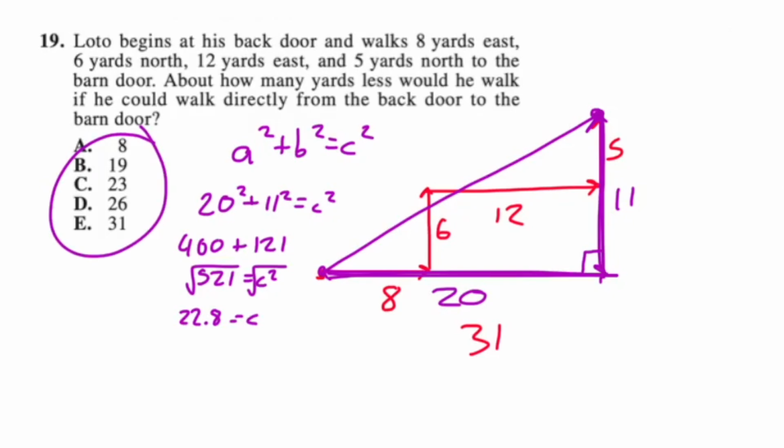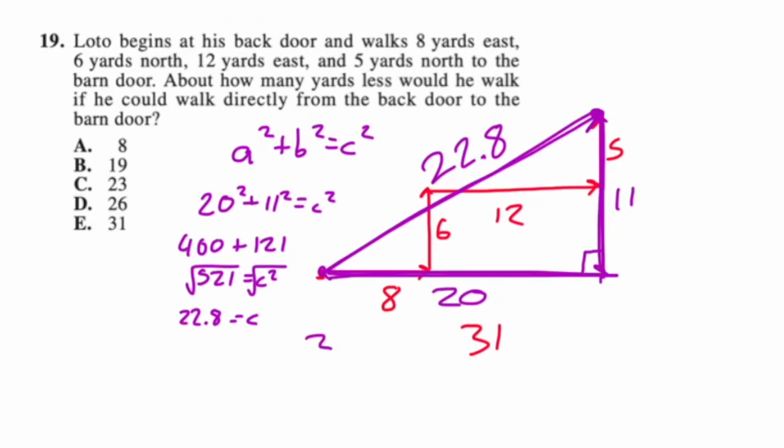and obviously there's no decimal answers here, so we're going to be rounding, and it does say about how many yards less. So we figured out that this hypotenuse length is 22.8, but we know that he already walked 31 yards. So if we do 31 minus 22.8, you get 8.2, which is pretty close to 8, so the answer must be A. And this is categorized under geometry and modeling.